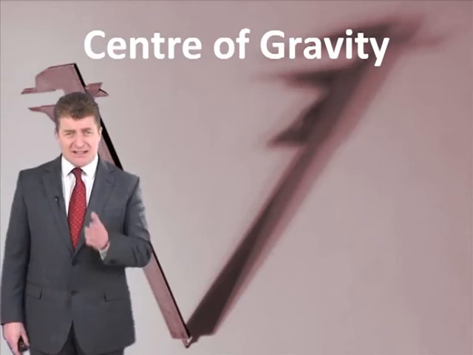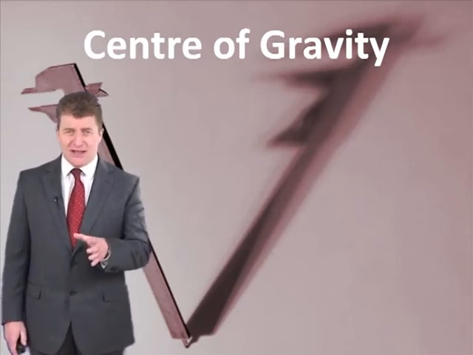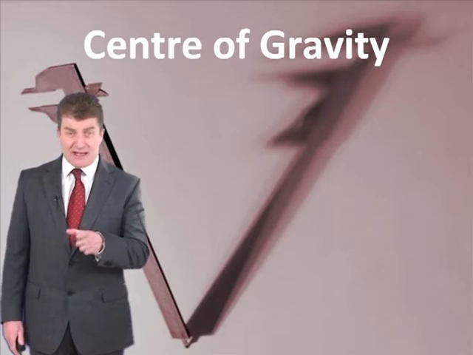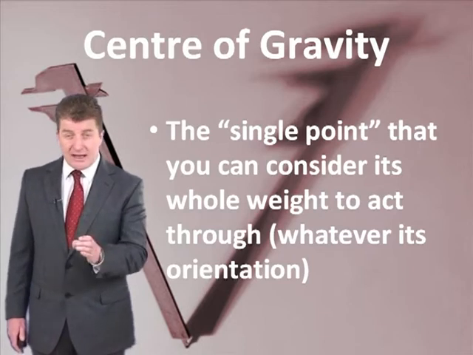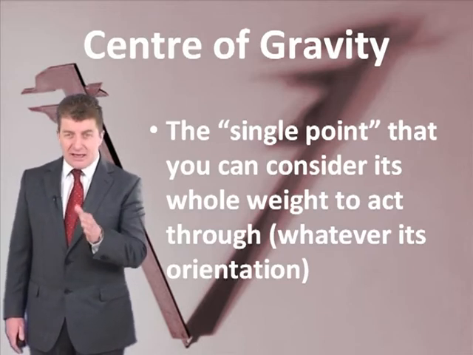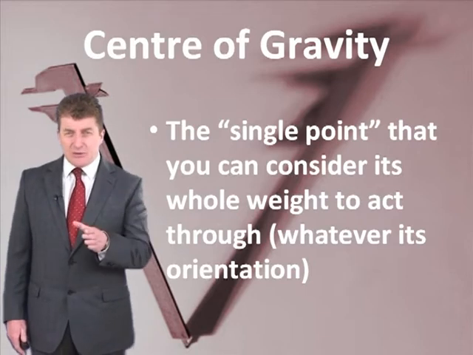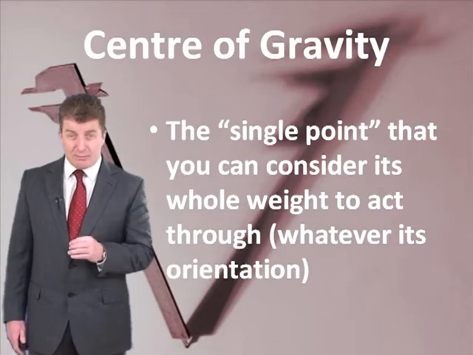Now the next thing I want to look at is the centre of gravity. Now the centre of gravity, or the centre of mass of an object, is the single point that you can consider its whole weight to act through, whatever its orientation. The object will always balance around this point.